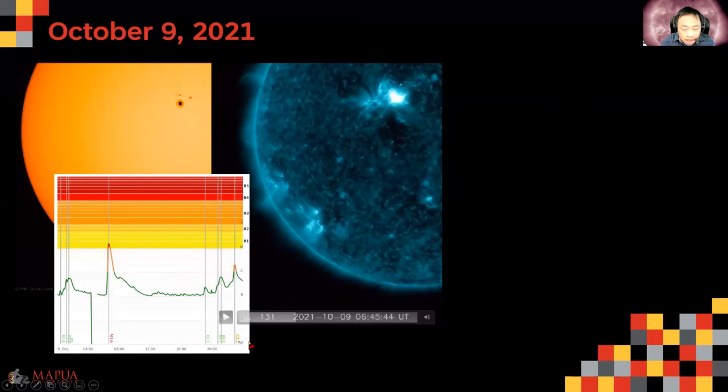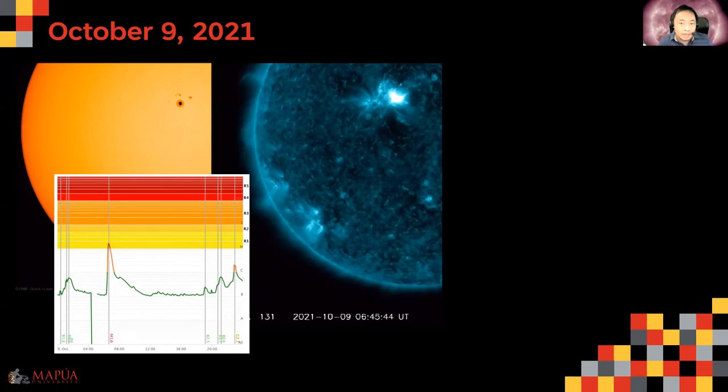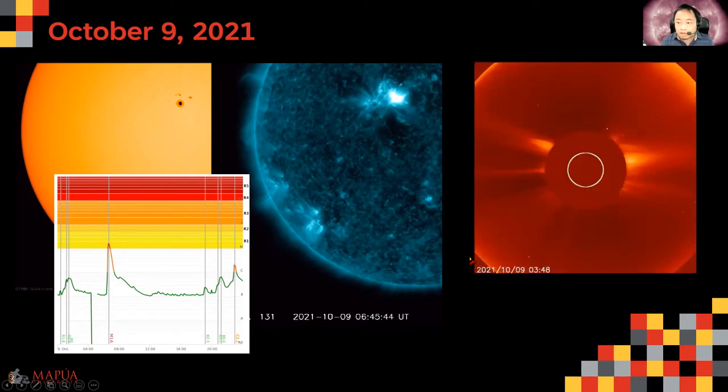Okay, so at about 6:45 UT here, it's an M1.6, one of the few M-class flares that happened this year. And it came from this very simple-looking active region. Then from this flare, a coronal mass ejection happened. If you can notice here, there is a very faint halo CME that happened just after this flare.